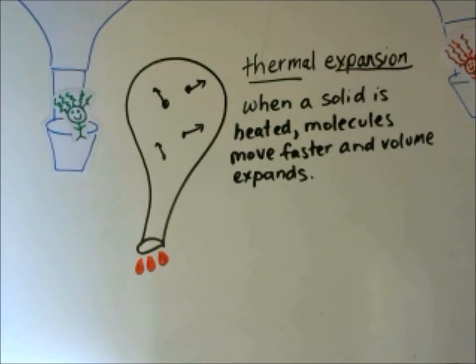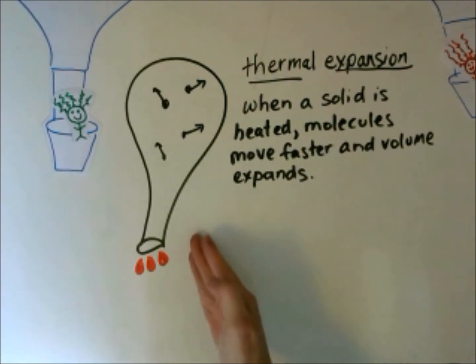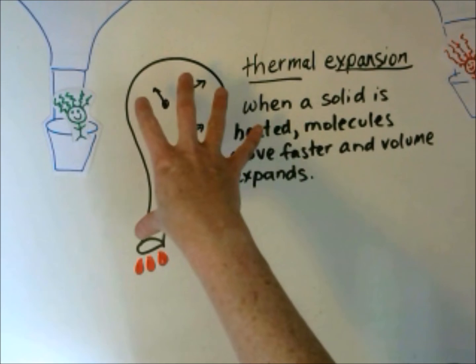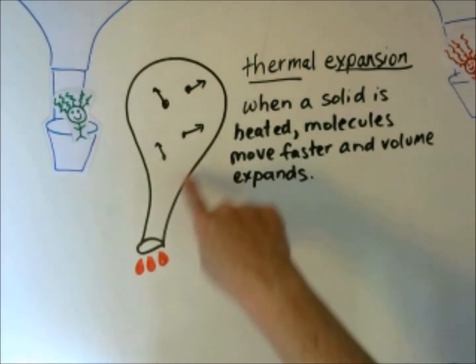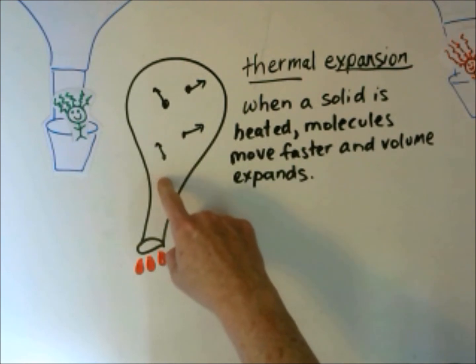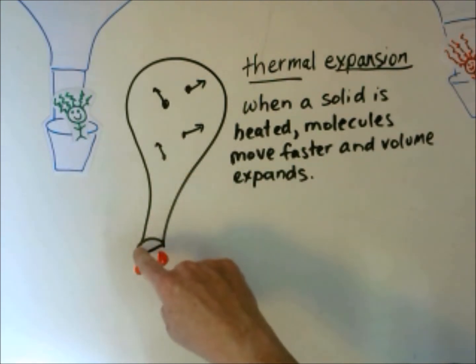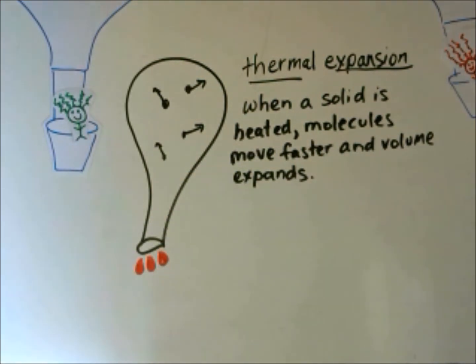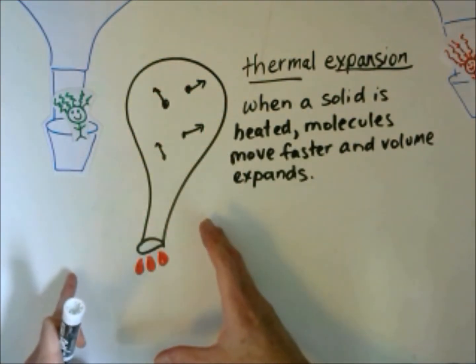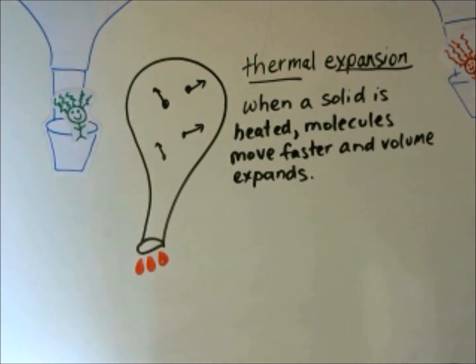The definition of thermal expansion talks about a solid. When a solid is heated, molecules move faster and volume expands. But it's also true for the hot air balloon. When we heat the air inside, the particles move faster, and the volume would like to expand. However, the balloon is strong enough to keep it from expanding. So what ends up happening is the cooler air will come out the bottom. So the overall volume taken up by the air is bigger. It's just outside of the balloon for part of the air.